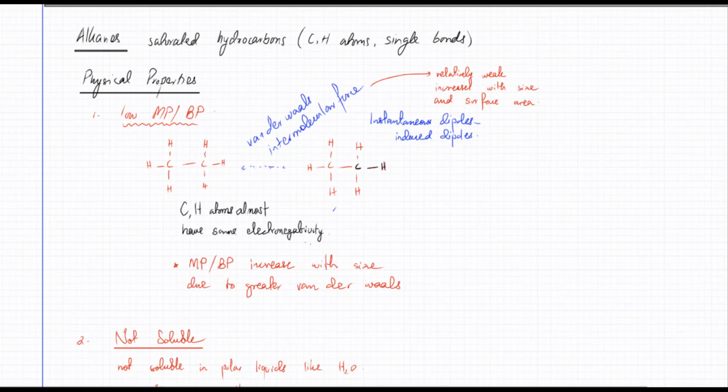So they were saturated hydrocarbons, which meant that they had carbon and hydrogen atoms only and single bonds. They had low melting and boiling points because they only had van der Waals forces, which were weak intermolecular forces. Instantaneous dipoles, induced dipoles, they were non-polar inherently, and they wouldn't attract each other very strongly. So most of them were gases, low melting and boiling points, but the melting and boiling points would increase with size due to the greater van der Waals forces.